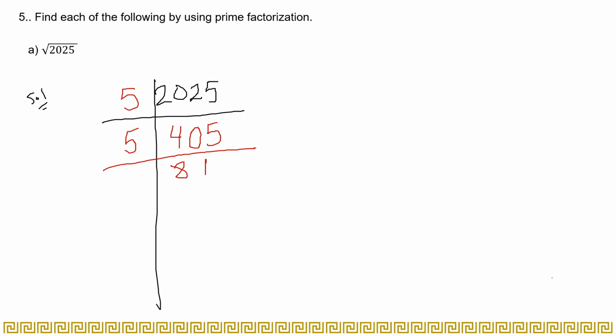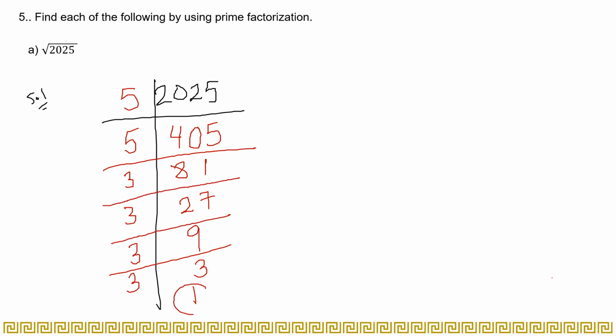Now see, this number is not divisible by 5, so it should be divisible by some other number. That is, 3 divides this number. 3 2s are 6, 3 7s are 21, 3 9s are 27, 3 3s are 9, and 3 1s are 3, right? You have to solve it completely until you get 1 at the end, right? Now you need to find the root of 2025. How will you do it?